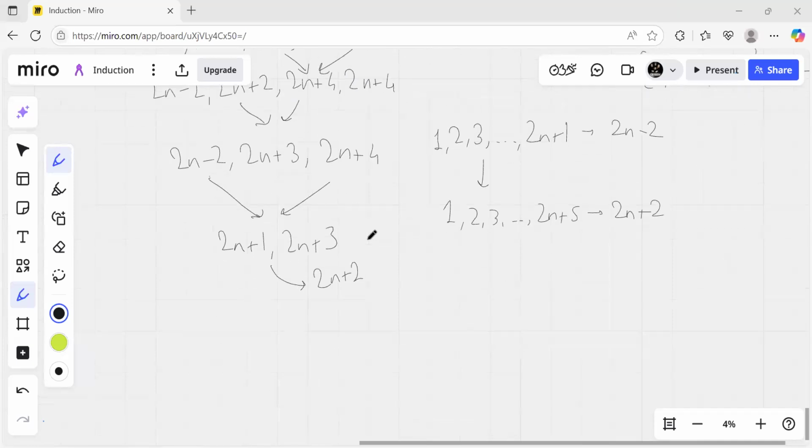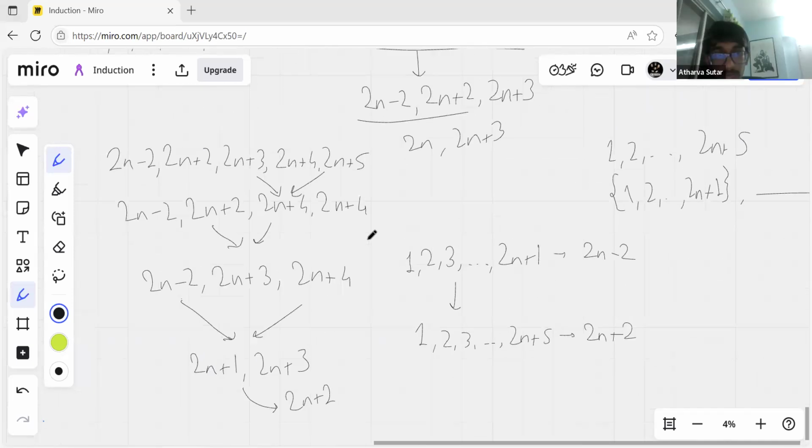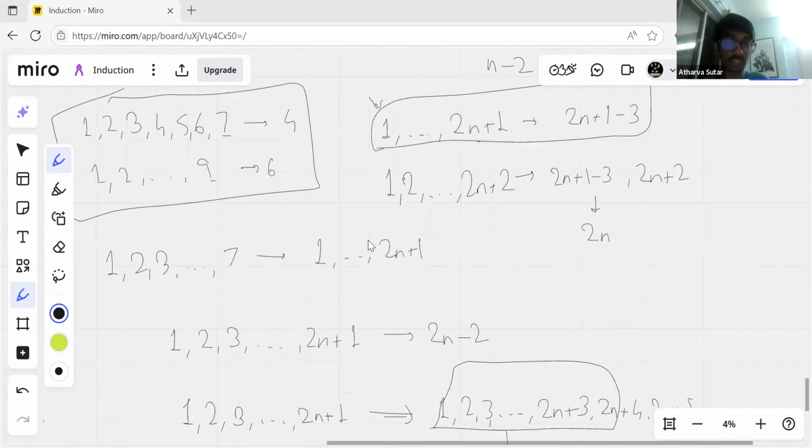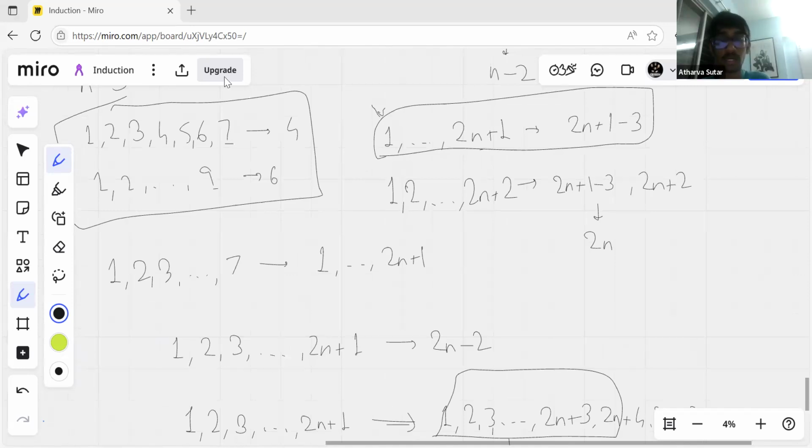Okay, is everyone clear? So basically this was a slightly harder problem. You have to notice that it's not always just n and n plus 1. Sometimes you need to take multiple base cases. For example, here the base cases were 7 and 9, and you proved for n plus 4 instead of n plus 1.